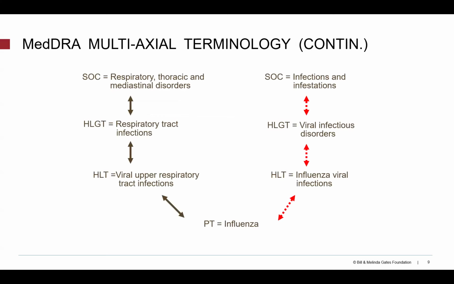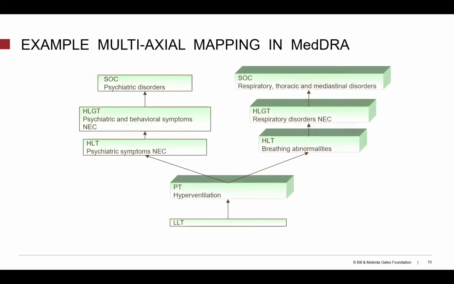So here's a simple example just to show a lower-level preferred term for influenza, how it is a descendant of 2 axes, one for respiratory and chest conditions, and one for infectious disease. Here's another simple example which shows a low-level term for hyperventilation, how that might arise for either of 2 reasons or causes, one involving psychiatric distress and the other involving cardiorespiratory physiology.